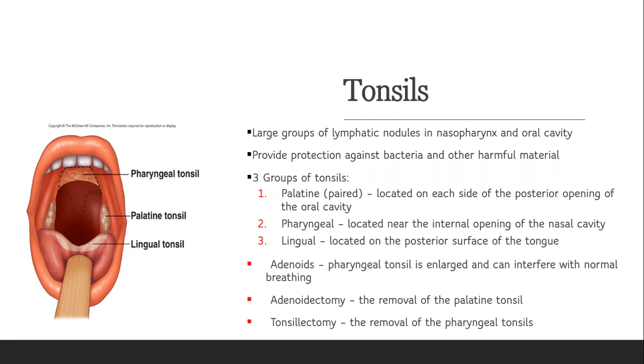Adenoids happen when the pharyngeal tonsil is enlarged and can interfere with normal breathing. The removal of the palatine tonsil is tonsillectomy, and the removal of the pharyngeal tonsils is adenoidectomy.